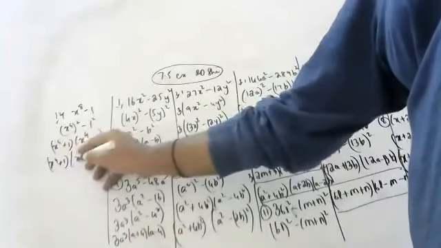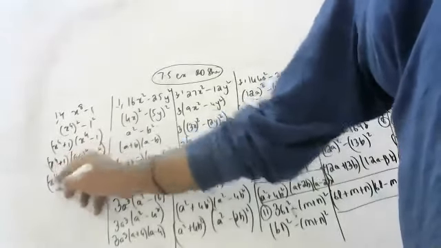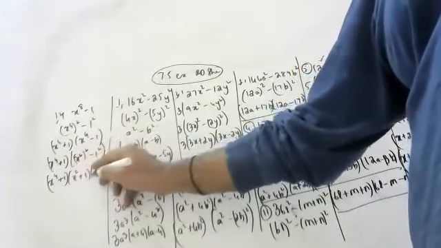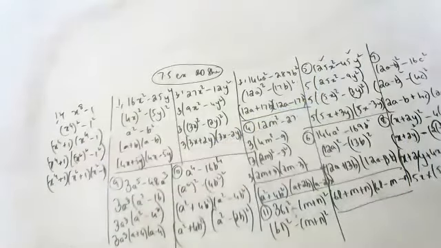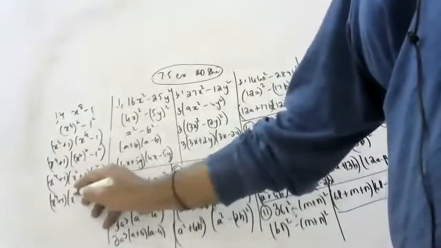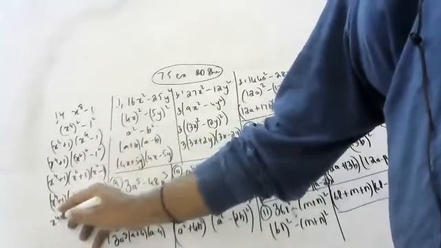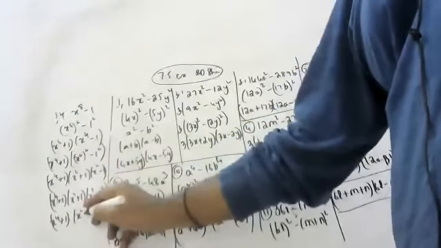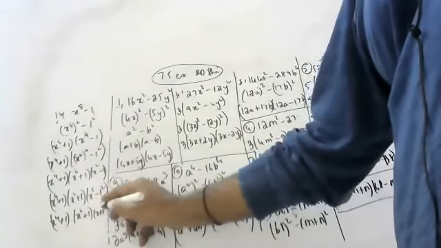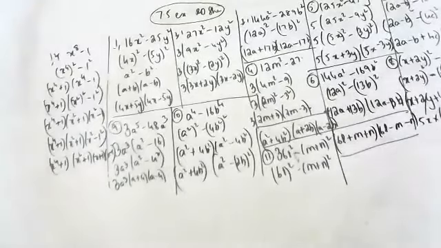We can write x square whole square minus 1. x to the power 4 plus 1 into x square plus 1 into x square minus 1. Okay. x to the power 4 plus 1 into x square plus 1, x plus 1 into x minus 1. Are you able to understand? Next question.